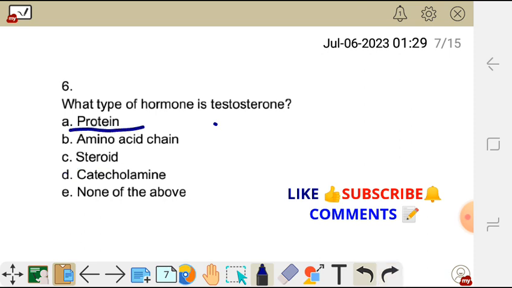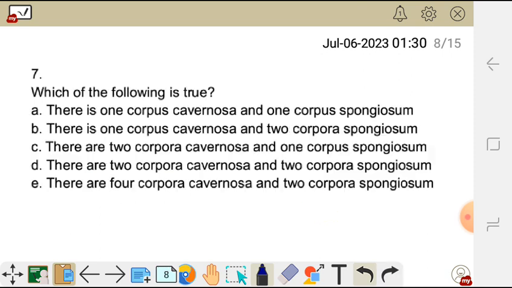Proteins, we have insulin and prolactin. Those are proteins. Amino acid, we have ADH and oxytocin. Those are amino acid chains, which are peptide chains. Then from there, catecholamines, we have epinephrine and norepinephrine. But testosterone is called a steroid. So the correct answer is C.